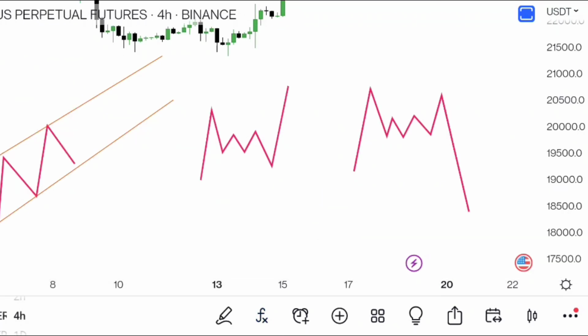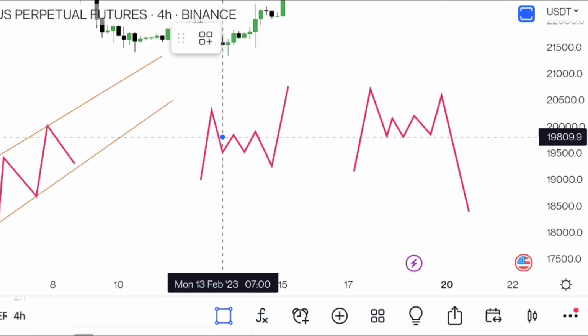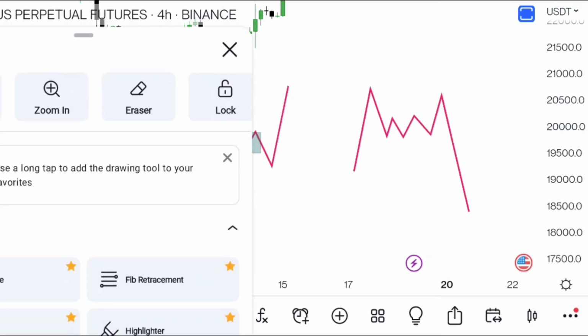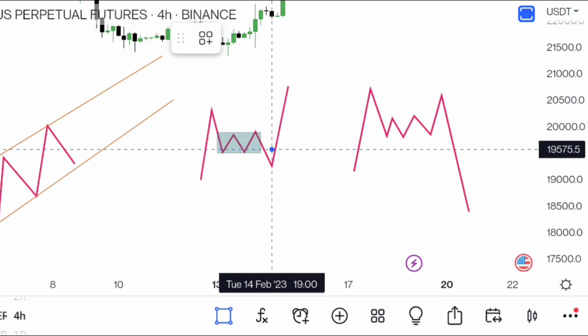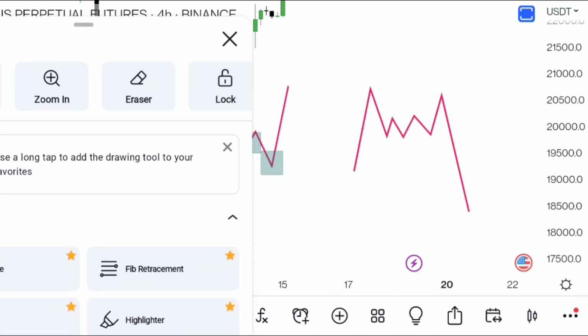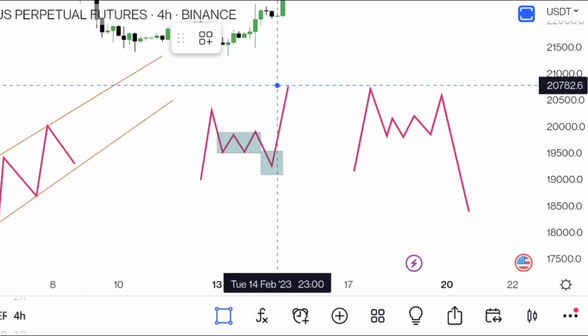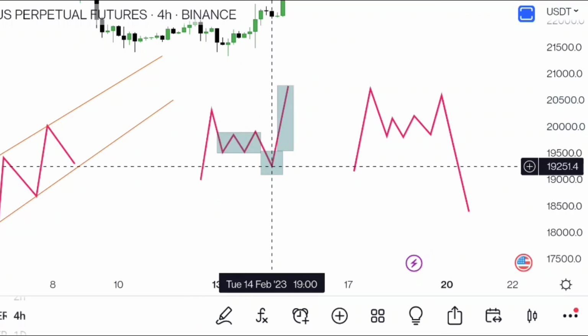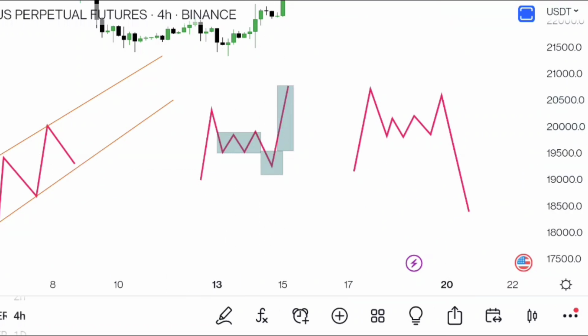Like a PO3 will form here. Let me draw it. This will be your accumulation, okay? Then you will get your manipulation, and then you will get your continuation. So on smaller time frame, if you get a structure like this, then it's your confirmation.